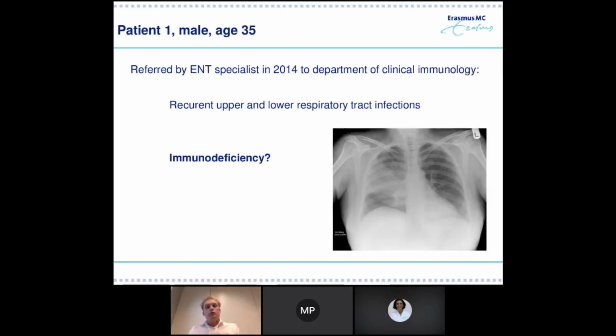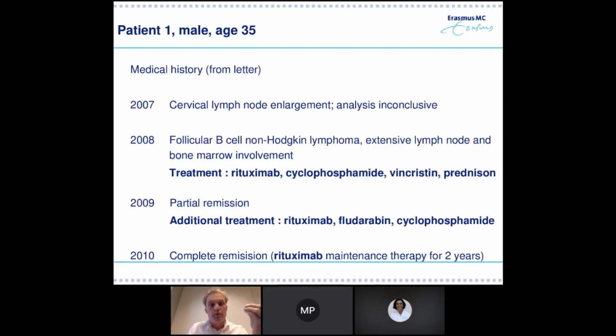So I just want to introduce you to one of my patients. This is a male patient, age 35 in 2014, and he was referred by the ear, nose, and throat specialist because of recurrent upper and lower respiratory tract infections. This is an example of one of his x-rays showing an infiltrate in his right lung. The question of the ear, nose, and throat doctor was, are there signs of an immunodeficiency?